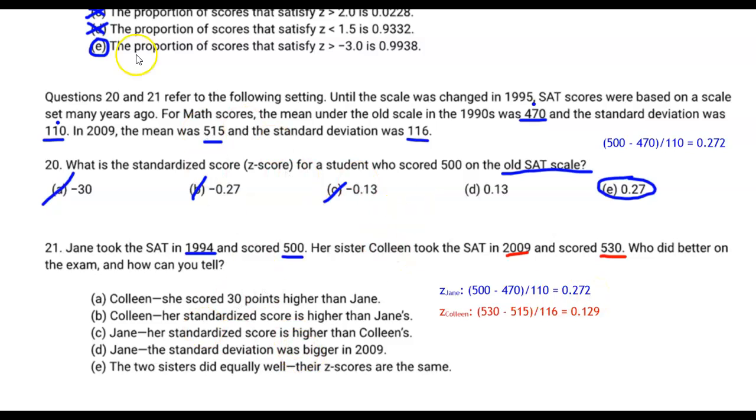So we can go through and eliminate the incorrect ones, and whatever remains is going to be correct. It looks like Colleen did not do better because her z-score was smaller. The two sisters did not do equally well because their z-scores are not the same. Regardless of whether the standard deviation was bigger, we're looking at the standardized score, which is higher for Jane than it is for Colleen.